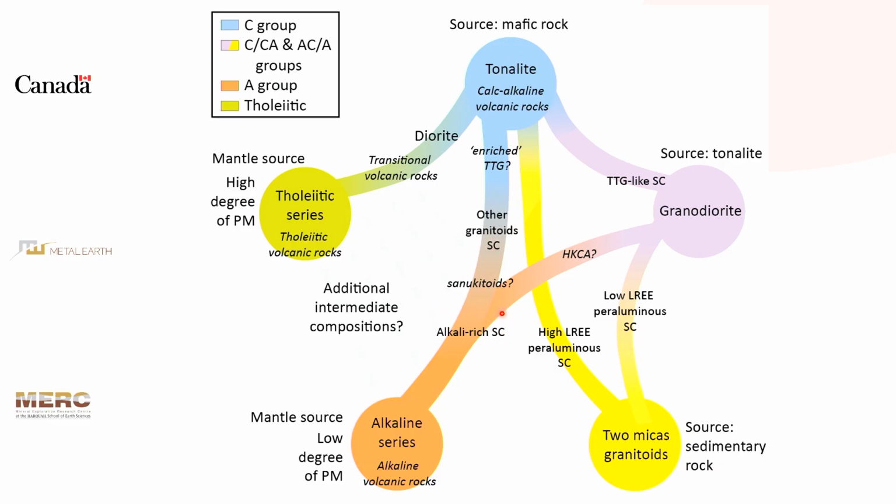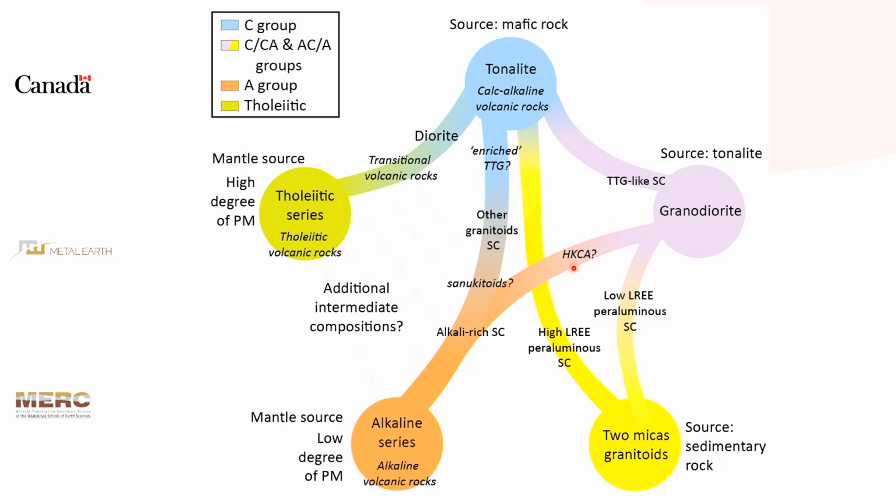So I would probably put the sanukitoid here, because when you read papers about the sanukitoid, many authors agree that they are hybrid between an enriched mantle source and something that looks a bit like a tonalite. So I will put them here, but sanukitoid is just one among many hybrid. Enriched TTGs that you see in the literature, they are probably closer to the tonalite side of this diagram, with a little bit of hybridization, and here you've got the other hybrid I've got in this work.